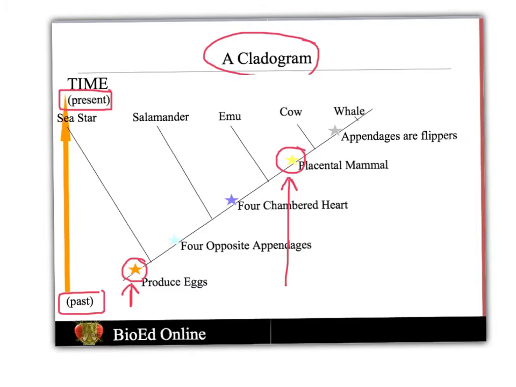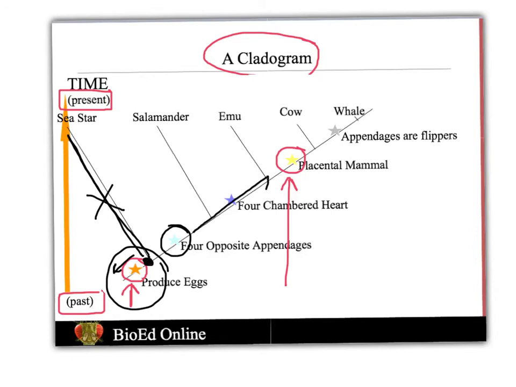So at this point in time right here for producing eggs, okay, that is an older time period. The sea star has eggs because the sea star starts right here. Eggs happened before the sea star, so the sea star did have eggs. But after the sea star branched off, here's the sea star branch, then we have 4 opposite appendages. So the sea star does not have 4 opposite appendages, but everything on up does. Just like everything on up also produces eggs.